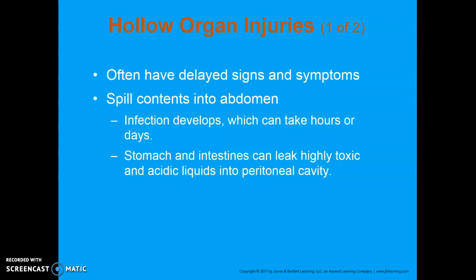Okay, continuing with chapter 30, so talking about hollow organ injuries. These often have super delayed signs and symptoms. You end up spilling some sort of content into the abdomen, but it takes time for that infection to develop. It can take hours, sometimes it can take days. If it's your acidic type, stomach acid, intestinal, that tends to be a little quicker because obviously it's going to irritate the heck out of your peritoneum itself. So that's going to show up a little faster, but it also depends on the size of the injury itself.